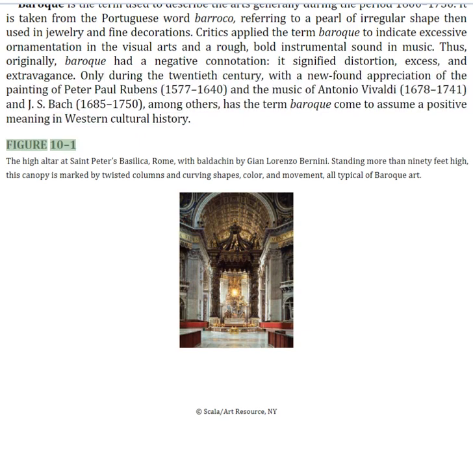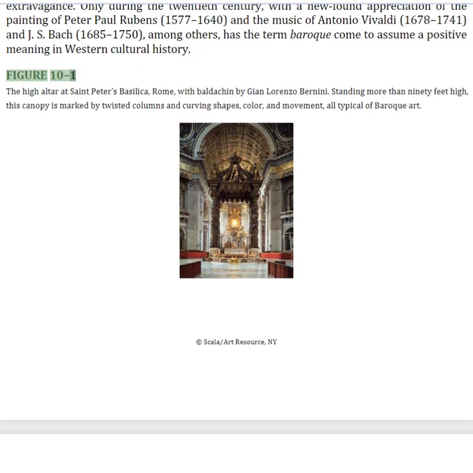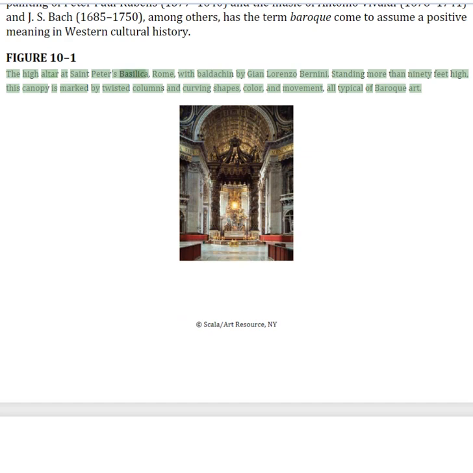Figure 10.1. The High Altar at St. Peter's Basilica, Rome, with baldachin by Gian Lorenzo Bernini. Standing more than 90 feet high, this canopy is marked by twisted columns and curving shapes, color, and movement, all typical of Baroque art.